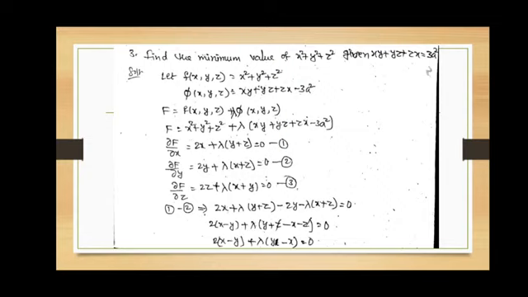Now we see this solution. Now first we assume that the given function, that is x square plus y square plus z square, is small f of x comma y comma z, and the given condition we assume as phi of x comma y comma z is equal to xy plus yz plus zx minus 3a square. Now we write the function capital F is equal to small f plus lambda phi. We know small f, that is x square plus y square plus z square, plus lambda into phi. Phi means xy plus yz plus zx minus 3a square.